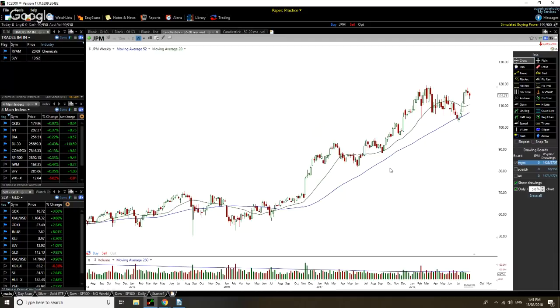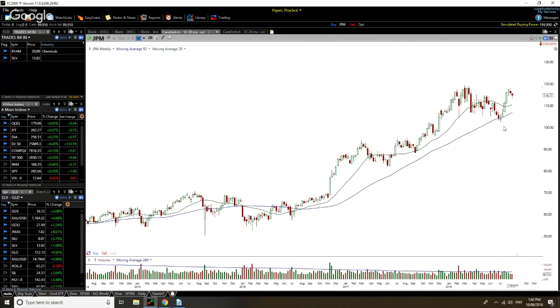Remember, stick with probability trades. Only trade when someone's clearly in control. And when there's no one in control, you have a very low probability chance of it actually continuing. And remember, it's all about probability. Stack the odds on your side. If there's no one in control, if it's range bound, don't get involved with that.